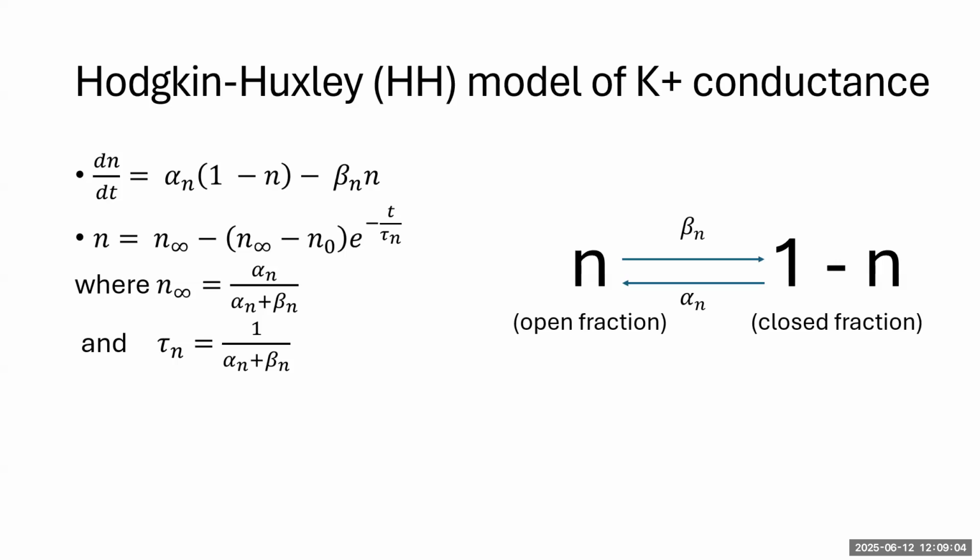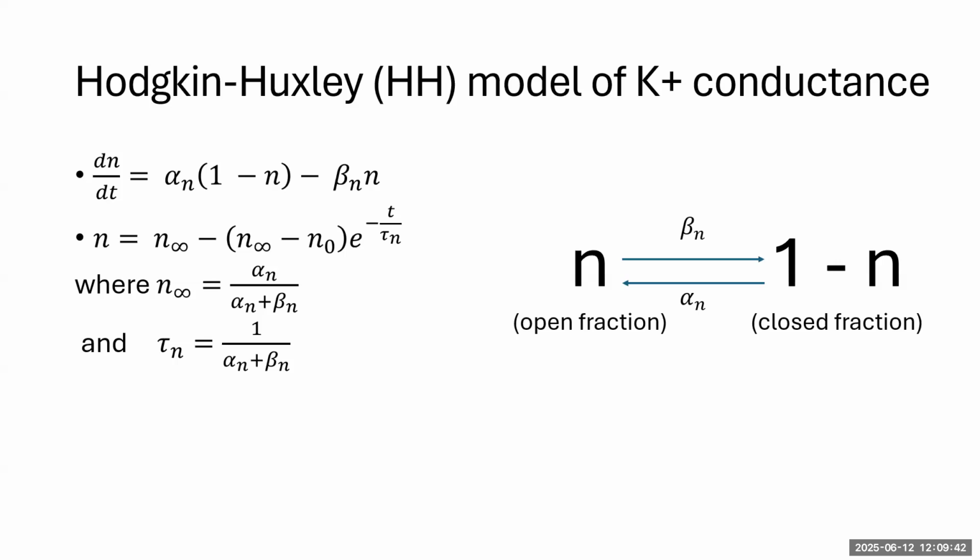So for potassium, this was the N particle. And N also represents the fraction of the particles that are open. Now, they modeled the transition between opening and closing of the particles as a first order chemical reaction. So you have N open, then 1 minus N fraction is closed, and you assume a forward rate of going from open to close, and a backward rate of going from close to open. Then you have the equation for the rate of change, the rate of opening. And if you solve that, you have this kind of equation.